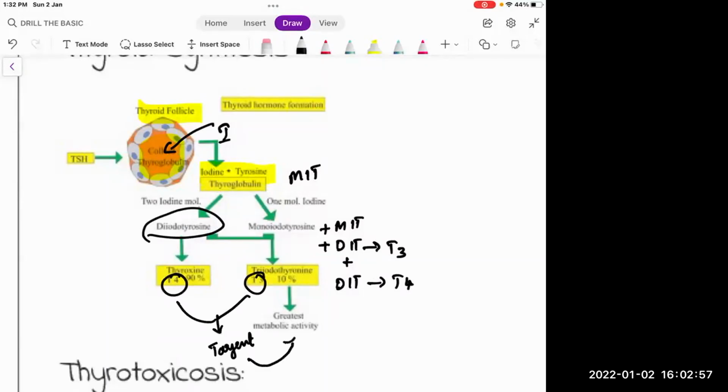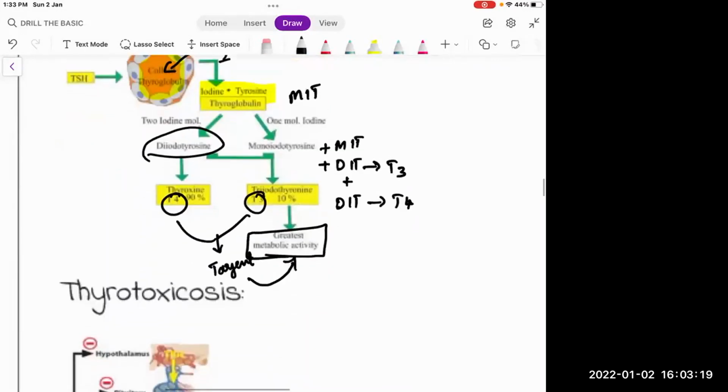The most important function is that it increases the metabolic activity. So like the growth hormone, thyroid hormone also has its role all over the body. Okay. The greatest metabolic activity is produced by these thyroid hormones T3 and T4. Okay, clear?